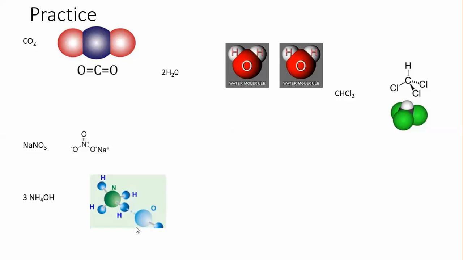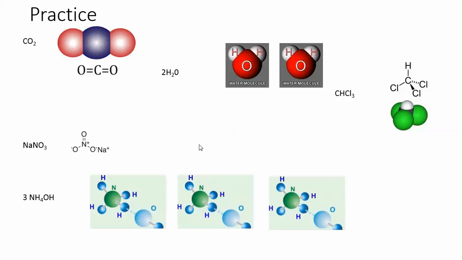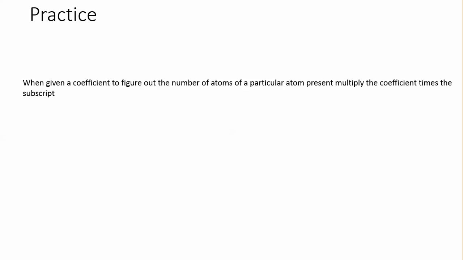Let's take a look at that. Here we go. 1, 2, 3, 4, 5 hydrogen, a nitrogen, an oxygen. But this coefficient tells me, that's right, I have 3 of these, so I have 2 more. So this is what that chemical formula represents. All right, a little more practice.